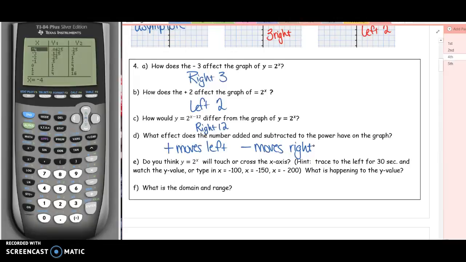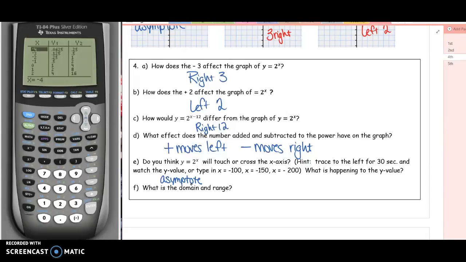Now we do need to talk about domain. Oh, sorry, hold on. Do you think that the graph will touch or cross the x-axis? We already talked about this a little bit. It's called an asymptote. So no, it will not touch or cross the x-axis. It will get closer and closer and closer to the x-axis, but it will never touch it and it will never cross it.